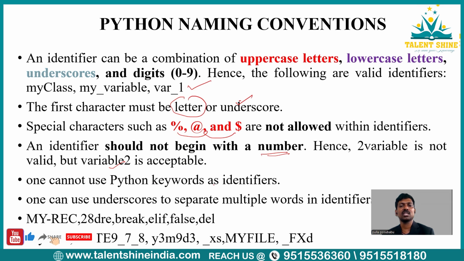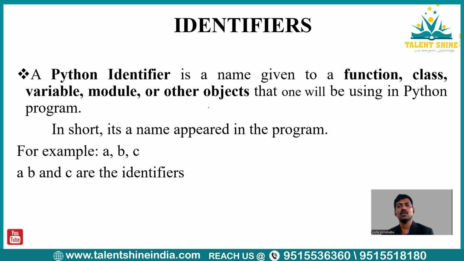One cannot use Python keywords as identifiers. I have shown you with the example and. While you are using and as an identifier, what happened? You are getting a syntax error, right? I hope everybody is clear, right? One can use underscores to separate multiple words in identifiers, right? These are the naming conventions or rules while you are giving names to a function, class, variable, module, or other objects, right? I hope everybody is clear with the keywords and identifiers.